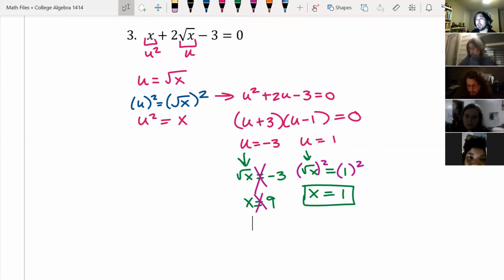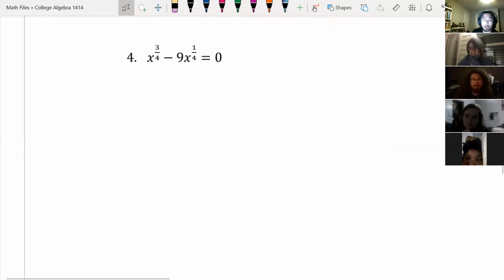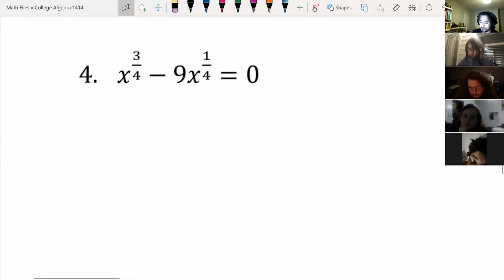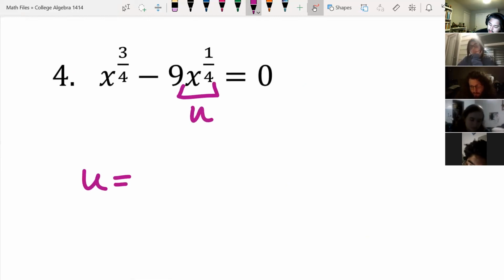All right. Last one for the night: x to the 3/4 minus 9x to the 1/4 equal to 0. That's a definite u substitution if you want it. What part will we let u substitute for? X to the quarter. So we're going to let u equal x to the 1/4, because 1/4 is smaller than 3/4.